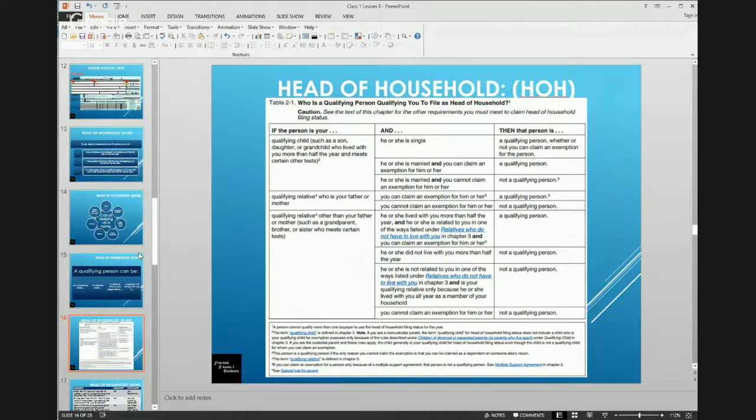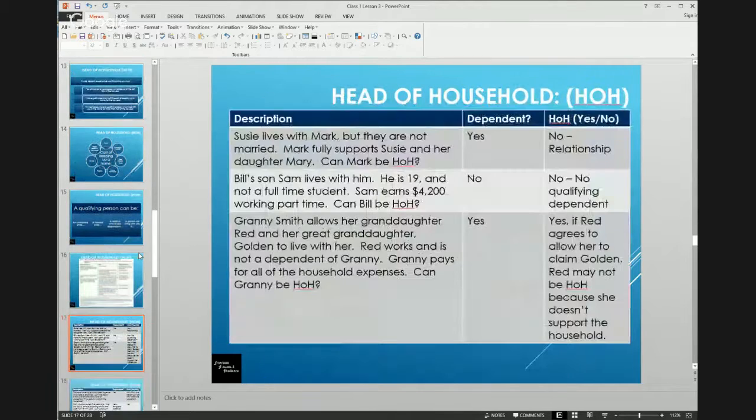If they are in fact your dependent, then you would be able to use them as a qualifying relative for head of household purposes. If you have a qualifying relative other than your mother or father, such as a grandparent or a brother or sister, then if they've lived with you for more than half of the year, or they're related to you in one of the ways listed under relatives that don't have to live with you, then you can claim an exemption for them, they would be a qualifying person. So someone who is not a mother or a father or a child, it really comes down to whether or not you can claim their exemption, and if you can use them as a qualifying person for head of household status.